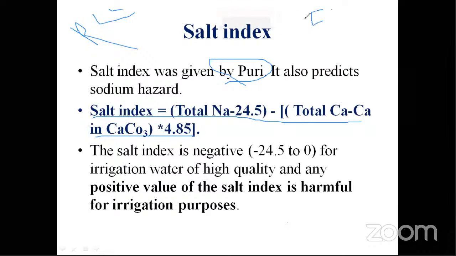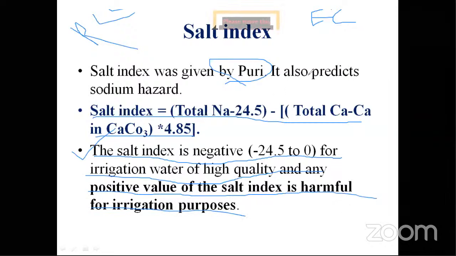Salt index. The formula of salt index is total sodium content minus 24.5, minus calcium content, minus calcium carbonate multiplied by 4.85. It is used for predicting or identifying the quality of irrigation water. If salt index is negative, that means minus 24.5 to 0, that irrigation water is of high quality. And if the salt index value is positive, the quality of irrigation water is low and it should not be used for irrigation purposes.